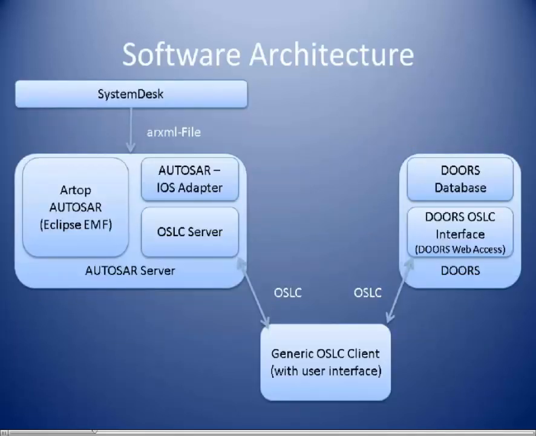This diagram shows the software architecture. On top we have SYSTEMDESK and DOORS. SYSTEMDESK's AUTOSAR export is used to pass the model to the AUTOSAR server that maps AUTOSAR to iOS and exposes the model via OSLC. The generic OSLC client can browse both the iOS resources and requirements and can create links between them.